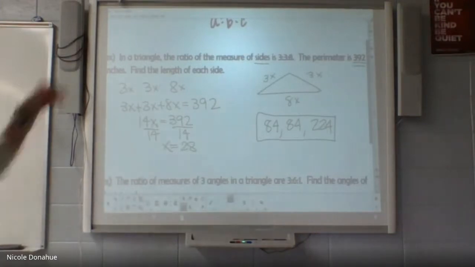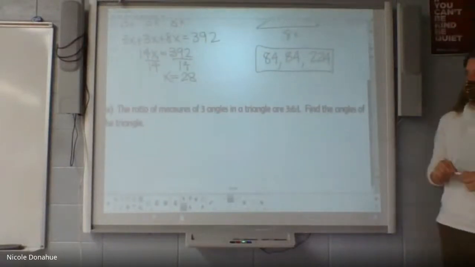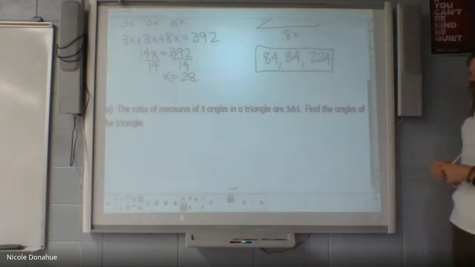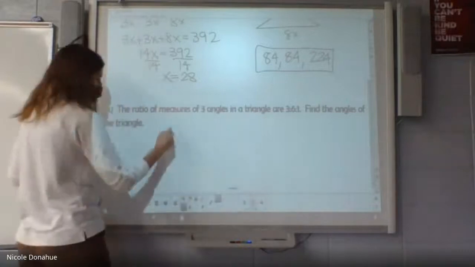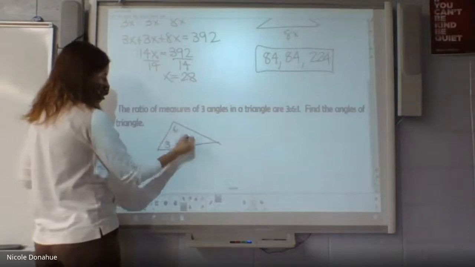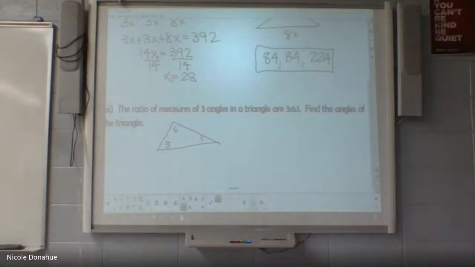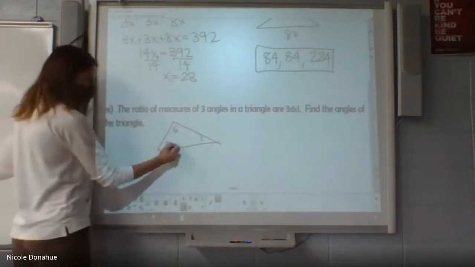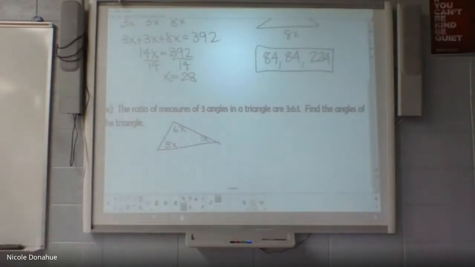We're going to do the same things with angle measures. It says the ratio of the measures of the 3 angles in a triangle is 3 to 6 to 1. So we draw a triangle, 3 to 6 to 1, talking about angle measures. Well, obviously those aren't the angle measures of a triangle. So just like we did in the last problem, I can give them all an x. I can multiply them all by the same value.